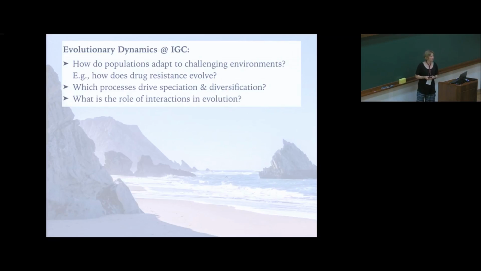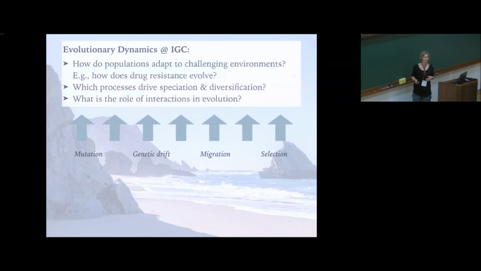And then what we would also like to know is which processes drive speciation and diversification in general. And now here my favorite question, what is the role of interactions in evolution? And interactions come both as genetic interactions, but also as interactions of evolutionary forces, interactions of genomes and the environment, and all these kinds of things.